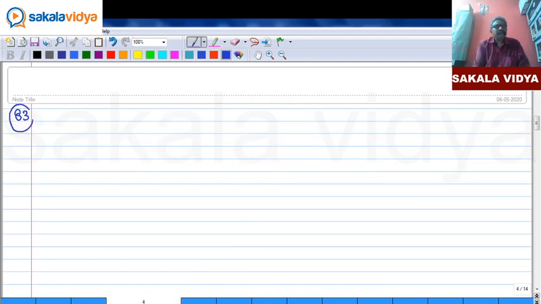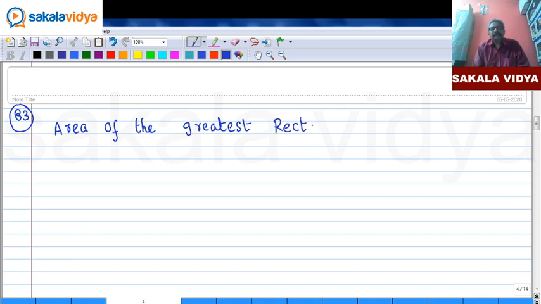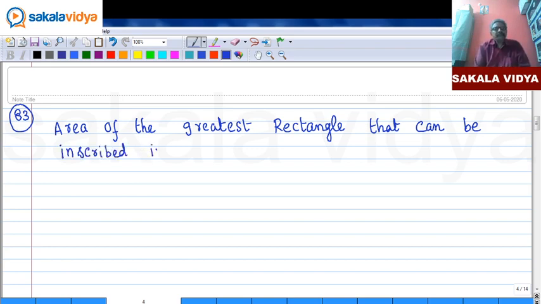Problem 83. Area of the greatest rectangle that can be inscribed in the ellipse x square by a square plus y square by b square equals 1 is.